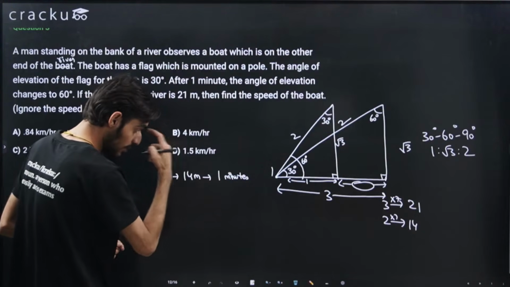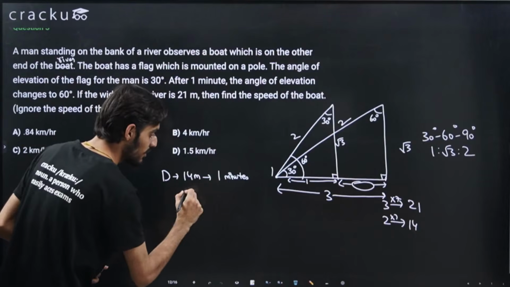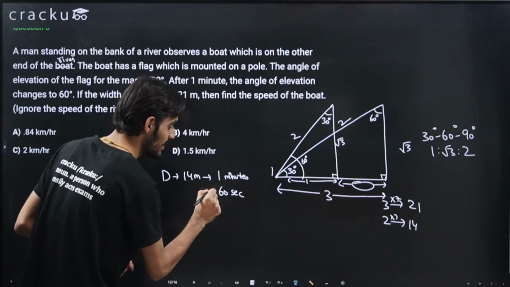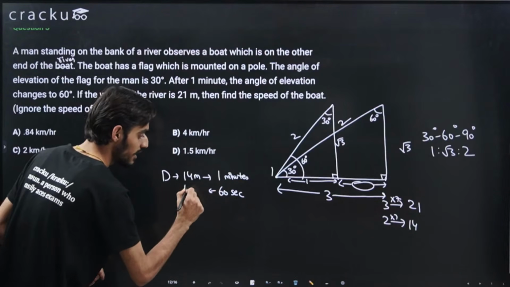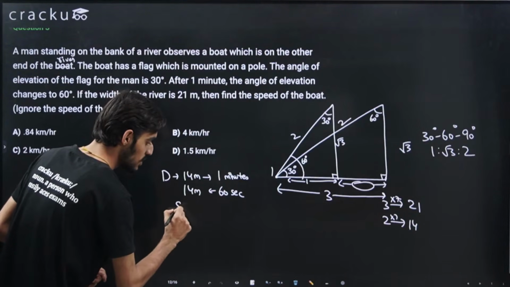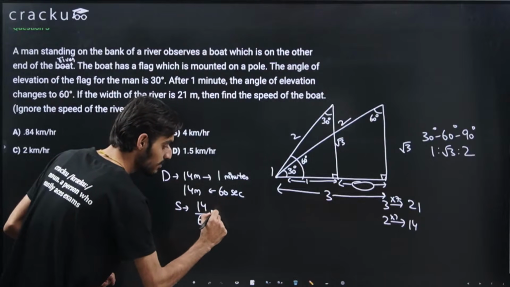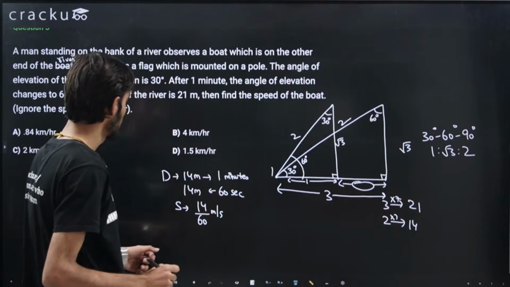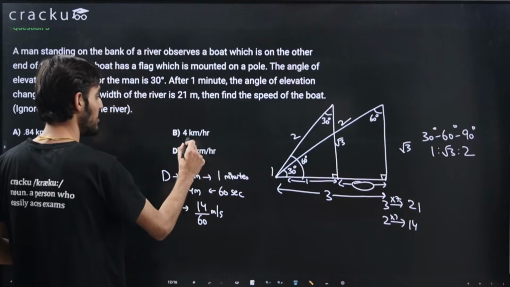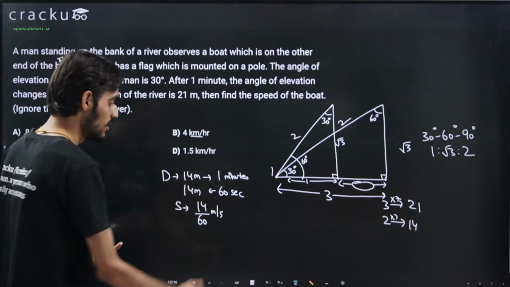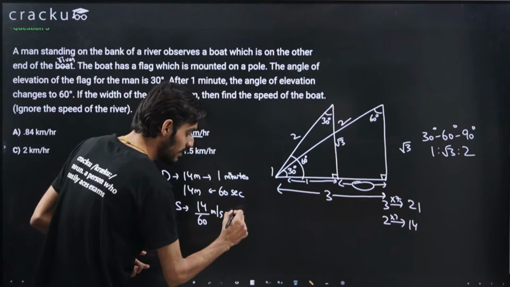Okay, so we now need to find the speed, right? So speed is distance upon time. First we need to calculate the speed in terms of meter per second. So in 60 seconds, it is traveling 14 meters. So speed will be distance upon time. So this is meter per second. But I think we need to calculate the speed in kilometer per hour. So we need to convert from meter per second to kilometer per hour. For that we can just multiply it by 18 by 5.